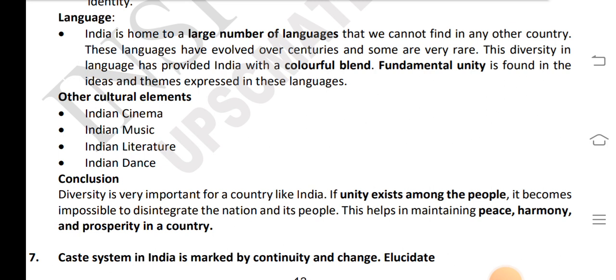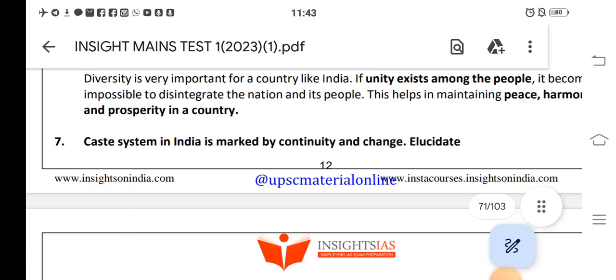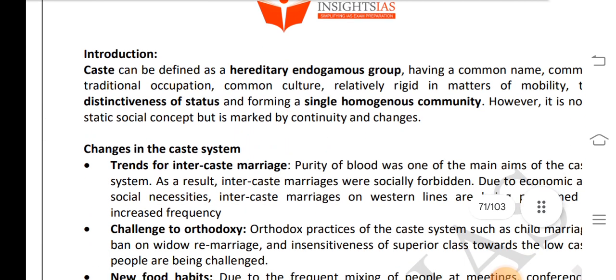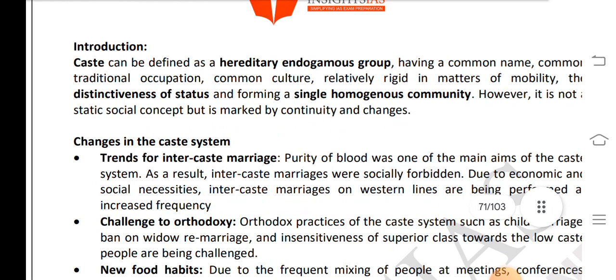Language. India is home to a large number of languages that we cannot find in any other country, and these languages have evolved over the centuries, and some are very rare. This diversity in language has provided India with a colorful blend with fundamental unity, which is found in the ideas and themes expressed in those languages and other cultural elements, such as Indian cinema, Indian music, Indian literature and Indian dance.